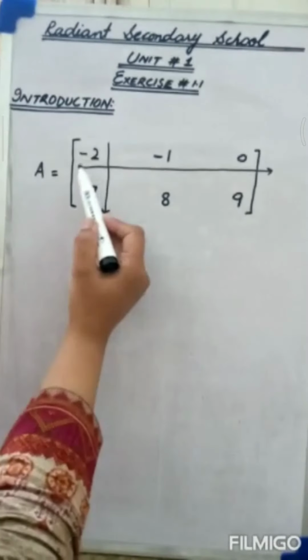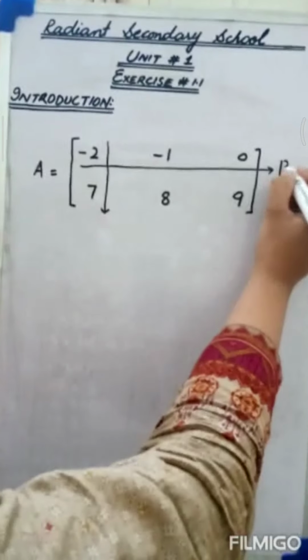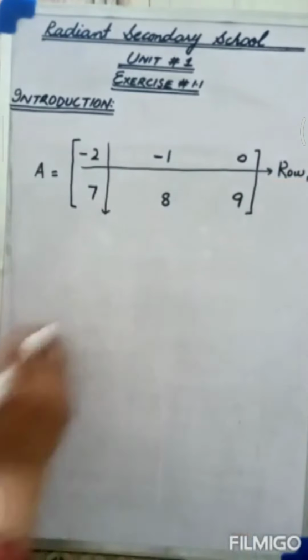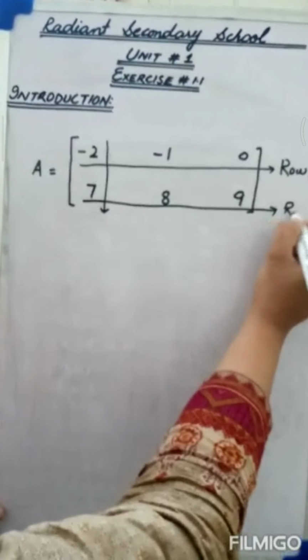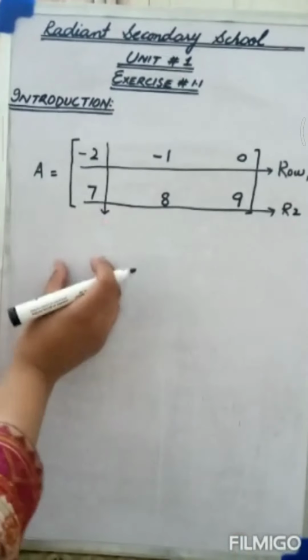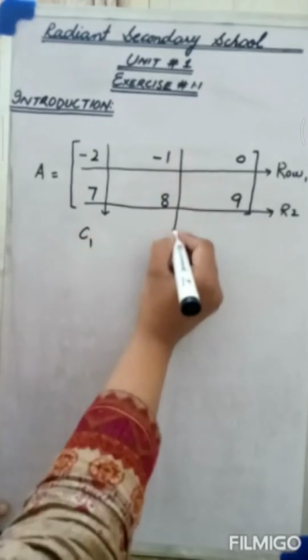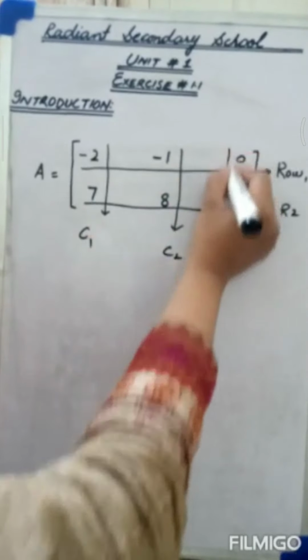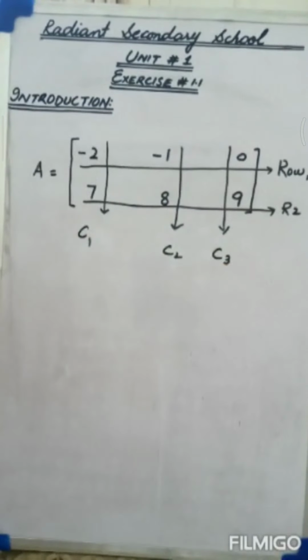All the entries present in a horizontal line make a row. This is called row number 1. Similarly, this is called row number 2. And all the vertical entries like this are called column number 1, column number 2 and column number 3. So what we have learned is that all the horizontal entries make a row and all the vertical entries make a column.